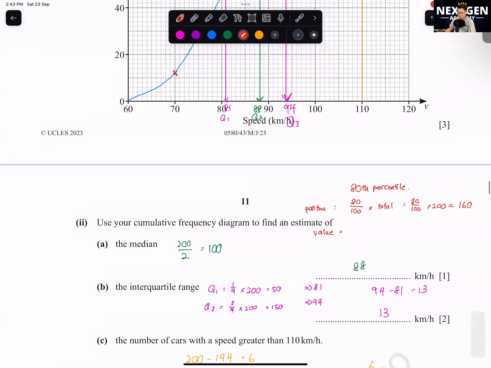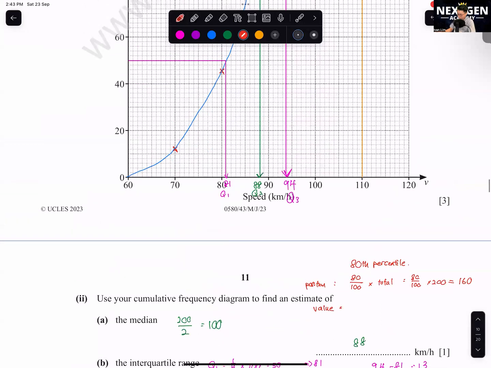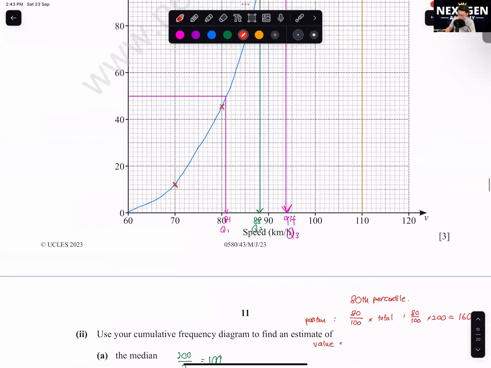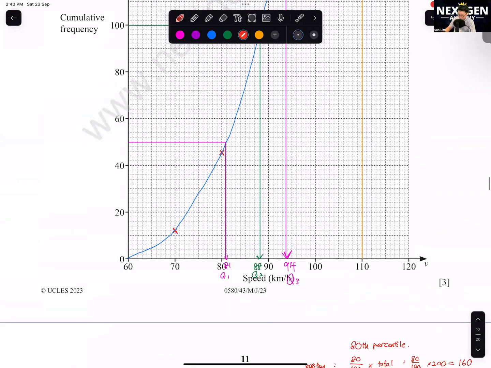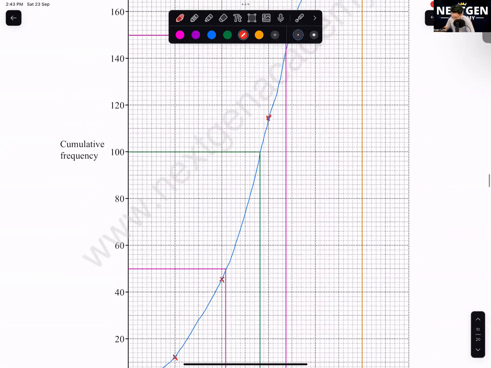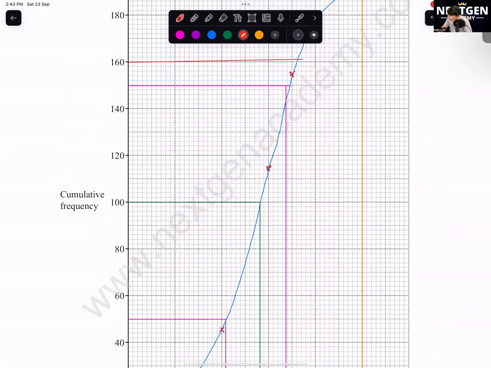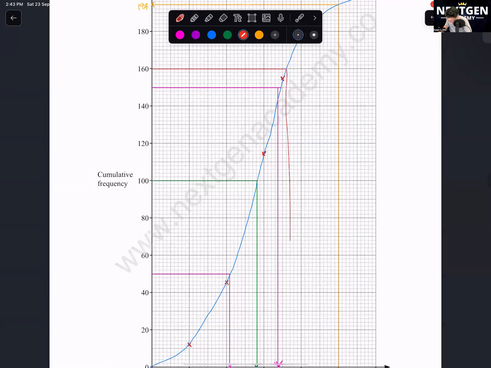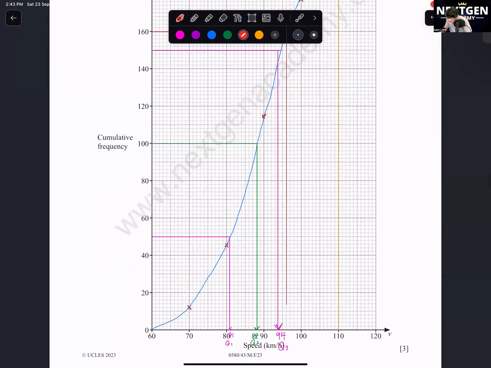Okay, how do you find the value? On the graph, you go and find 160, you draw a line across like that. Then you read like that. Go all the way down. In this case, will be 96. Okay, so 2 steps. Position first, then the value.